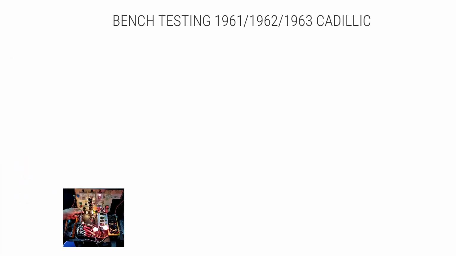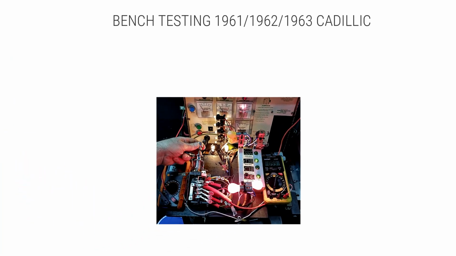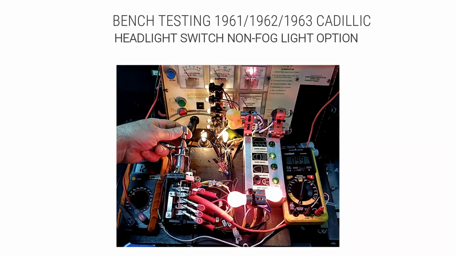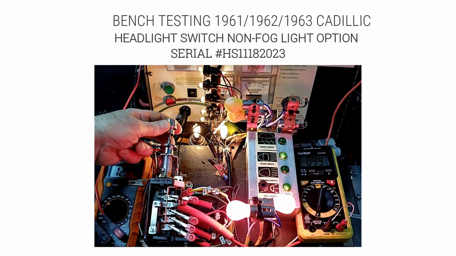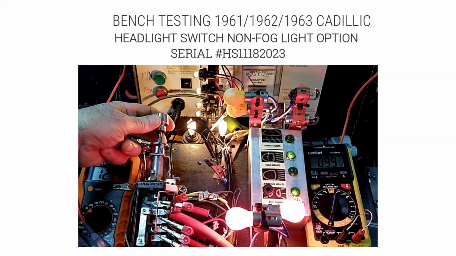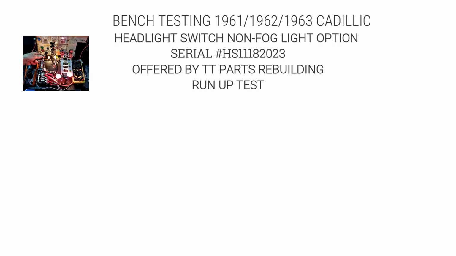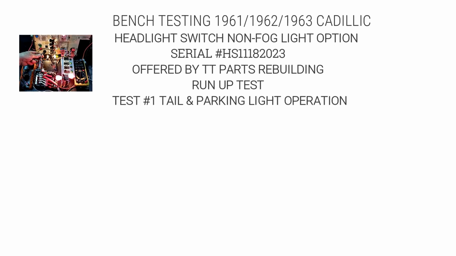Testing a 1961, '62, '63 Cadillac headlight switch, non-fog light option, serial number HS11182023, offered by TT Parts Rebuilding. Run-up test. Test number one, tail and parking light operation.